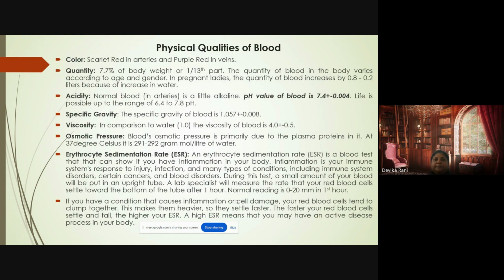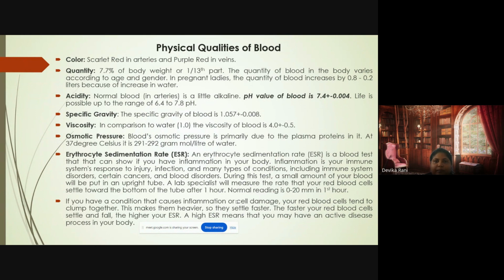Now we come to the physical qualities of blood. As we read before, the color of blood is scarlet red in arteries and purple red in veins. Please remember this because this is a question which is asked in the exams. It is 7.7% of body weight or one-third part. The quantity of blood in the body varies according to age and gender. In pregnant ladies, the quantity of blood increases by 0.8 to 1.2 liters because of increase in water.